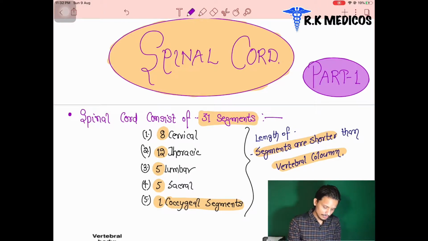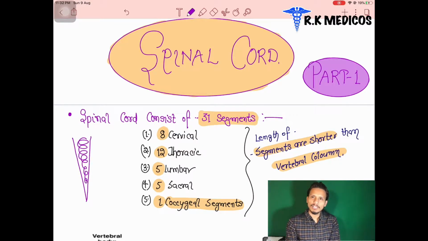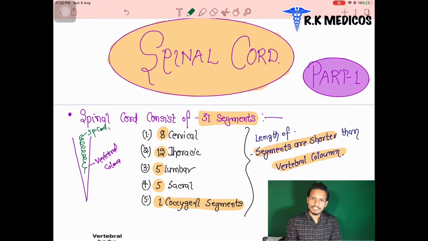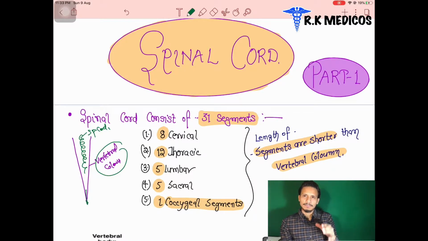Suppose that this is our vertebral column, and inside it this is our spinal cord, hanging down like this. The structure hanging down is called the spinal cord. So the spinal cord is shorter than the vertebral column. The vertebral column is longer and is made up of vertebrae basically. Inside the vertebral column the spinal cord is hanging down, and 31 segments are present inside it, divided into several parts.